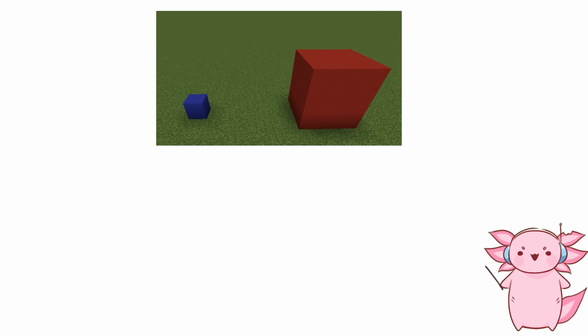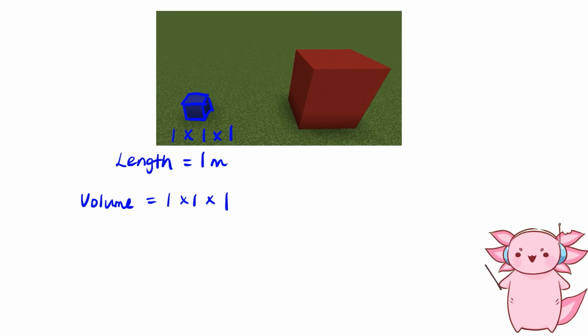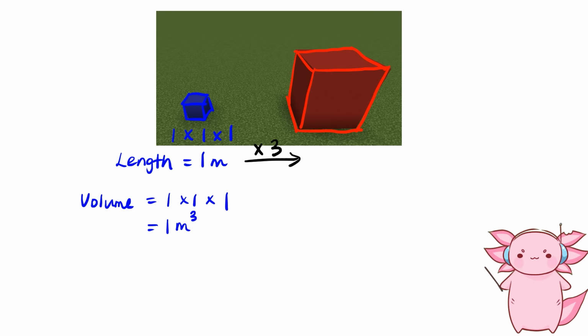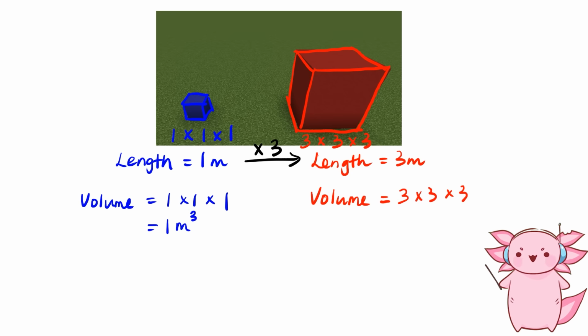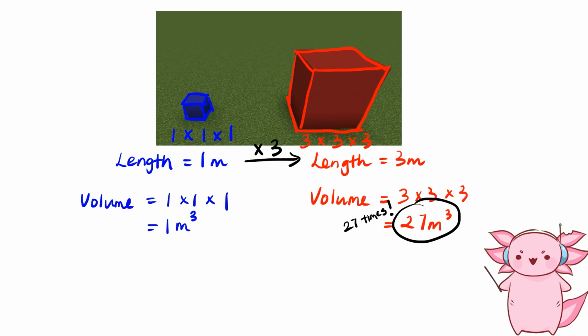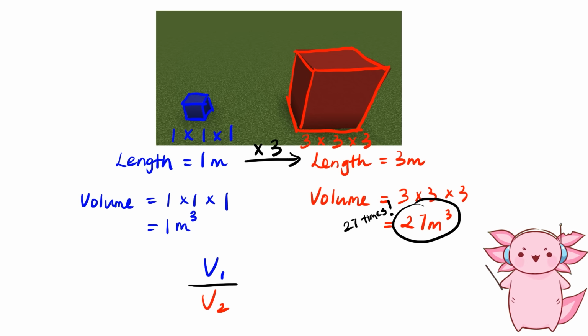Okay, now let's take a look at a 1x1x1 cube, and the volume is 1 meter cube. Now if we 3 times the length, the volume is 3 times 3 times 3, which is equals to 27 times of the original volume. So the formula of the ratio of volume 1 to volume 2 is L1 over L2 cubed.